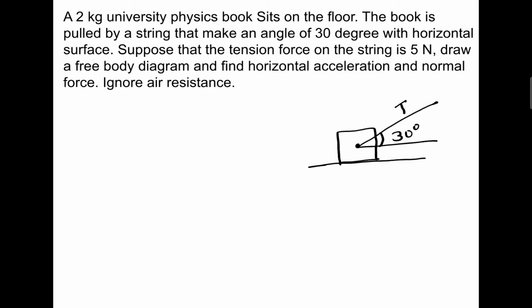Draw a free body diagram and find the horizontal acceleration and the normal force. Ignore air resistance. Air resistance can be ignored, and we can also ignore friction. Okay, rather than air, let's say friction is better. Okay, ignore friction, frictional resistance or frictional force, whatever you can say.